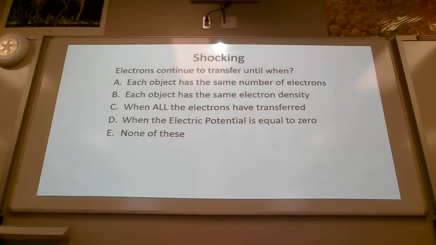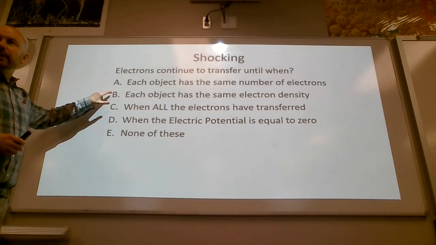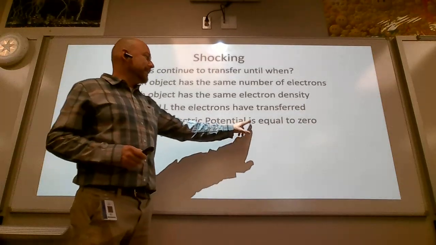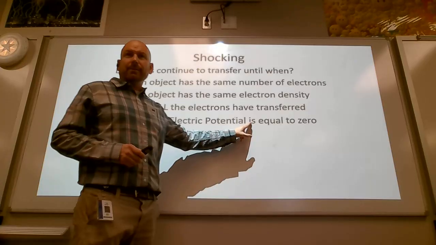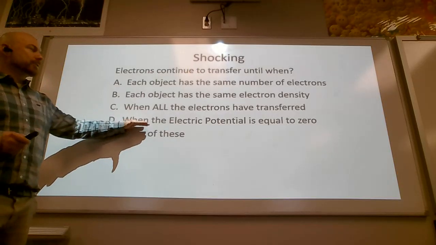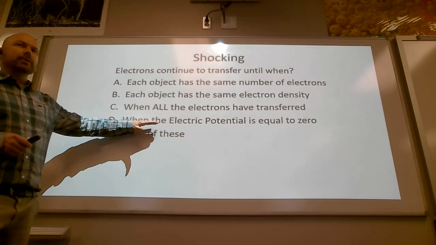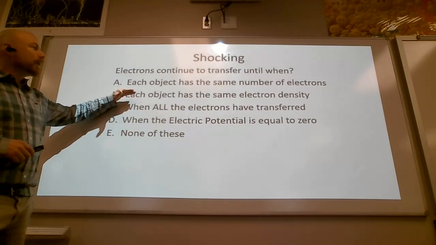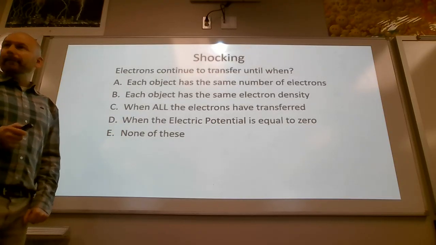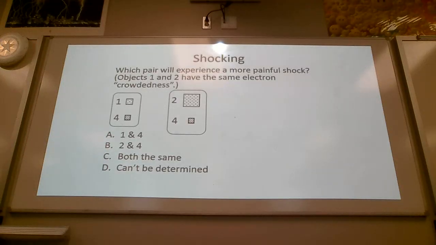Correct answer is B. Until they're equally crowded. If this said electric potential difference is 0, then that would be correct. But electric potential is 0 when there's no crowdedness. They're going to go until they're equally crowded. Good with that? So 1 and 2 have the same crowdedness.